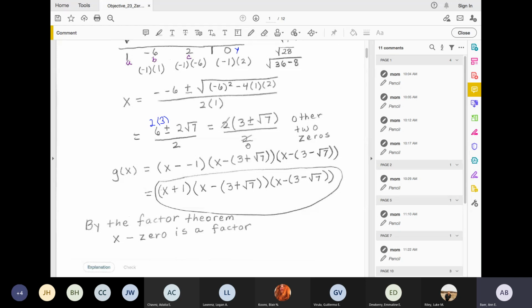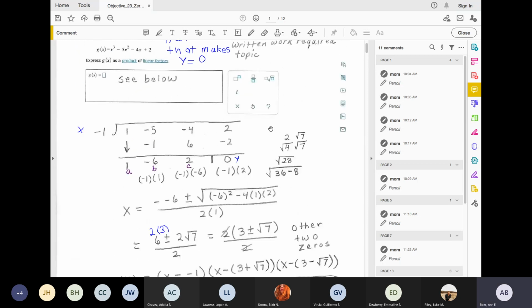So please, every time you cancel, make sure you know why you are canceling. So here, this is 2 divided by 2, which is 1. 1 times what's left is what's left, because 1 is the multiplicative identity. So these are our other 2 zeros.